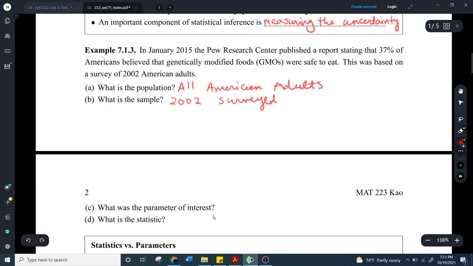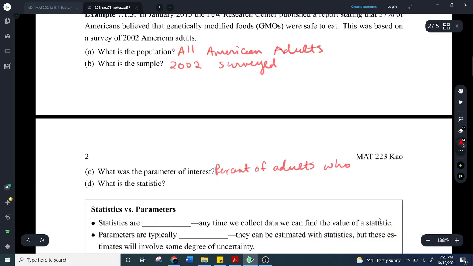What is the parameter of interest? So the parameter that we're interested in studying is the percent of adults, really American adults, who think, so what did we ask them? We asked them if they thought genetically modified foods were safe to eat. So we're interested in looking at the percent of adults who think GMOs are safe to eat.